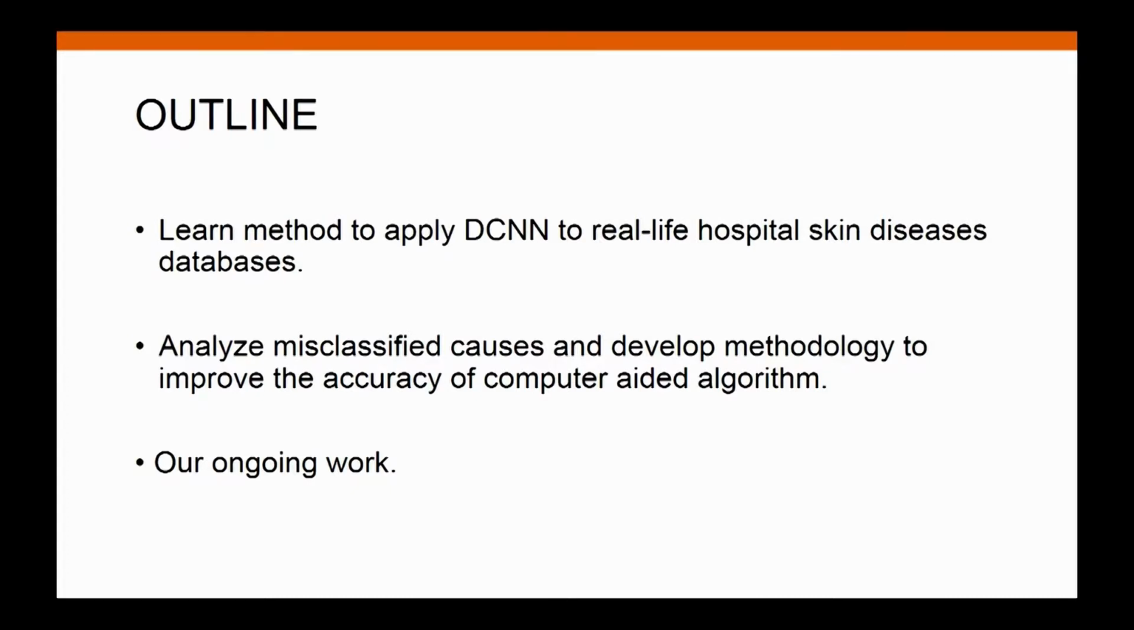First, my presentation is going to have three sections. The first is to help you learn the method to apply deep convolutional neural networks to a real-life hospital setting skin disease database. The second part is going to analyze the misclassified causes and develop a method to improve the accuracy of the computer-aided algorithm. And the third part, I'm going to introduce a little bit of our ongoing work.